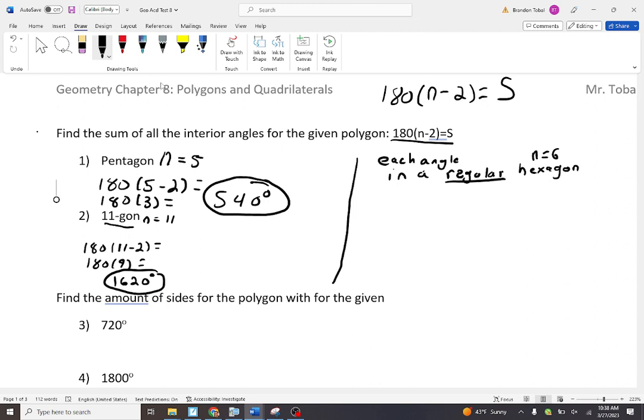Okay, make sure you know those names. Now, I will not tell you on the test. 8 is octo, like an octopus. What's 4?